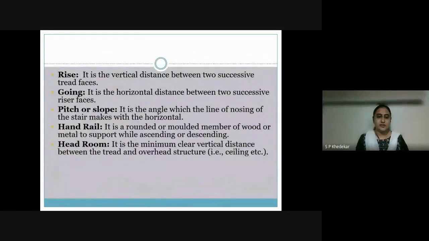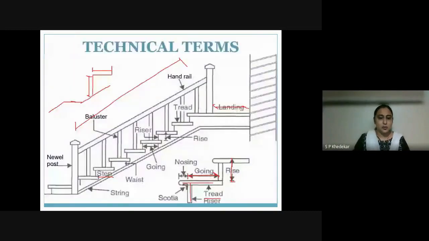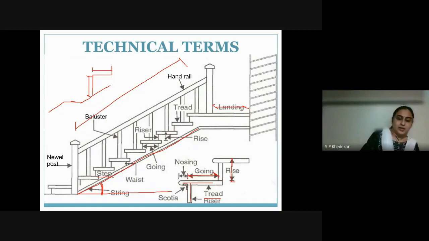Next, we have already covered rise and going. Now, pitch or slope, which is written over here. Pitch or slope is nothing but the angle which the line of nosing of the stair makes with the horizontal. If we can see over here, this is called the line of nosing, and this is the horizontal part. So basically, this angle which is created over here is called the pitch. Again, we will see what the main specifications are that are given according to pitch.